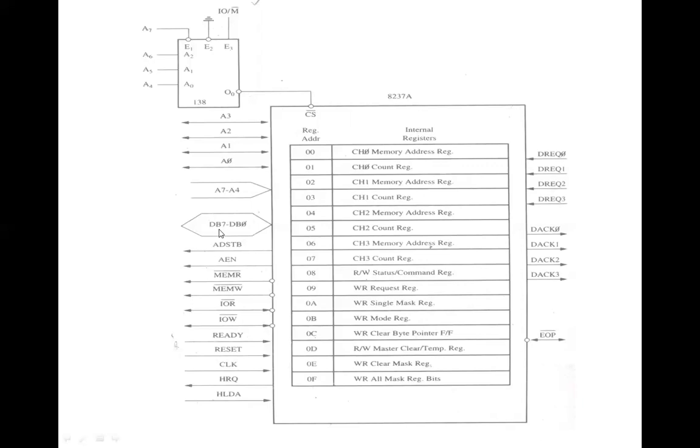Then we have DB7 to DB0. This is the data bus. These data bus lines are bidirectional, tri-state, and connected to the system data bus of the microprocessor. During the DMA cycle, whenever the DMA starts its operation, the most significant 8 bits of the address are output onto the data bus to be strobed into an external latch, that is the ADSTB.